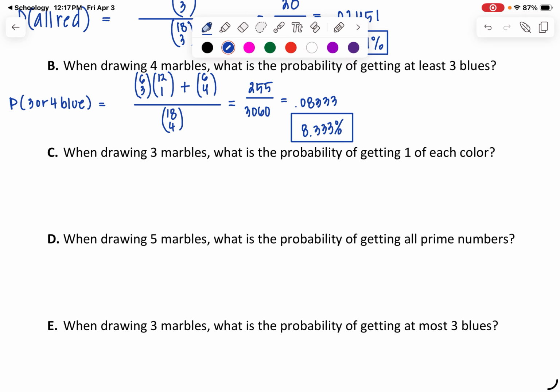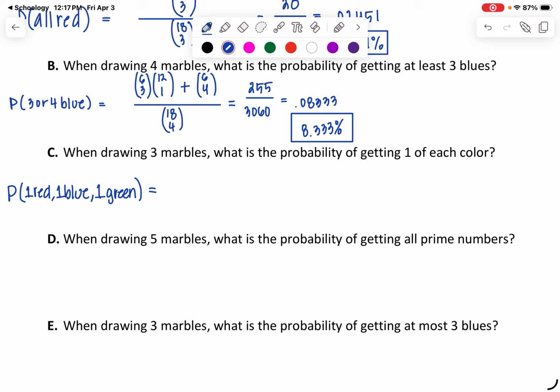All right, when drawing 3 marbles, we're back to 18 choose 3 for the denominator. What is the probability of getting 1 of each color? So probability of getting 1 red, 1 blue, and 1 green. So one way that people accidentally do this wrong is that they'll do 6 over 18 times 6 over 18, or 6 over 18 or 1 out of 3 times 1 out of 3. And they'll say, oh, it's 1/9.